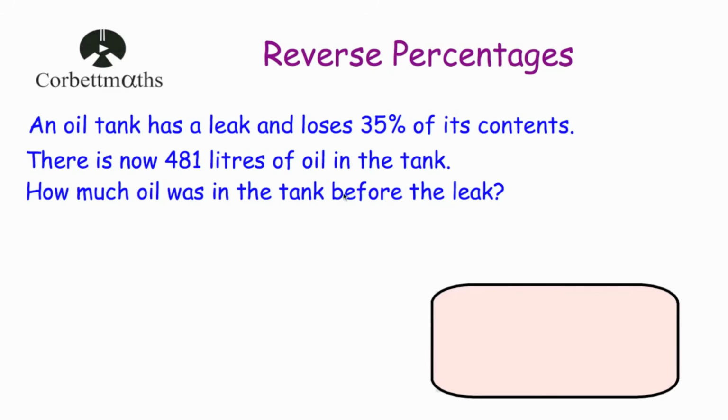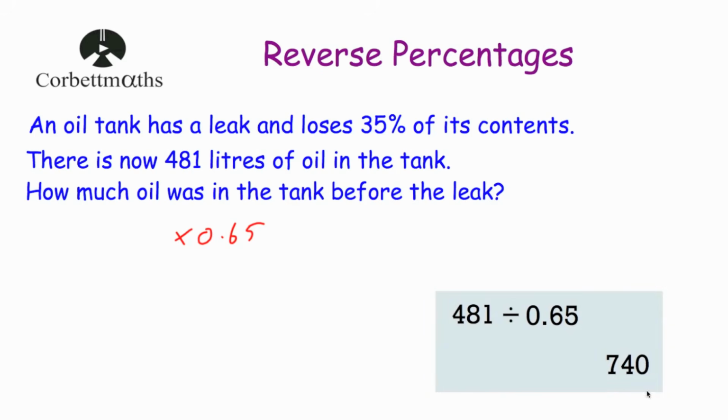Okay, our next question. An oil tank has a leak and loses 35% of its contents. So a 35% decrease is a multiplier where you would multiply by 0.65. Whenever you decrease, it's going to be less than 1, so it's going to be 0.65. So that'd be how you decrease by 35%. So if you divide your 481 by 0.65, you would have found that there was 740 litres in the tank.